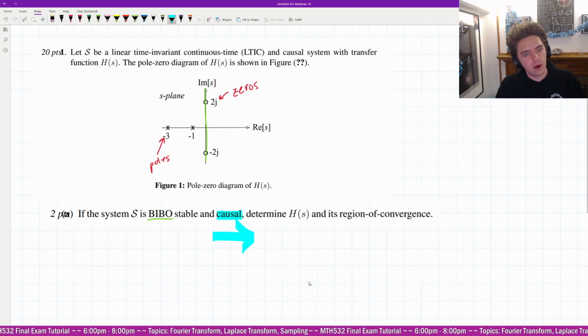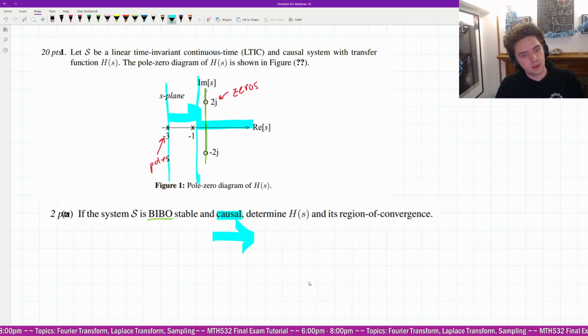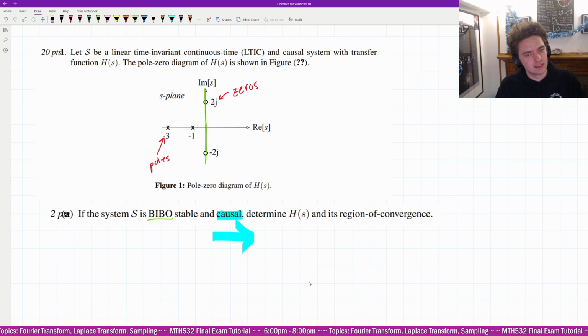So basically, our region of convergence will be this way intersected with this way. So this is our region of convergence. It passes, because it's to the right of -3, but also to the right of -1. The intersection of those two would be this. Okay, so that's our region of convergence.